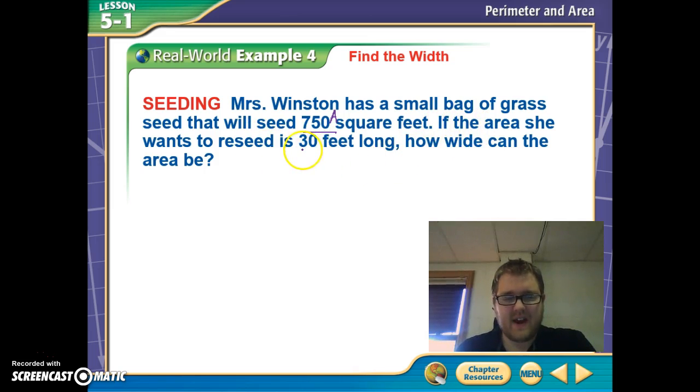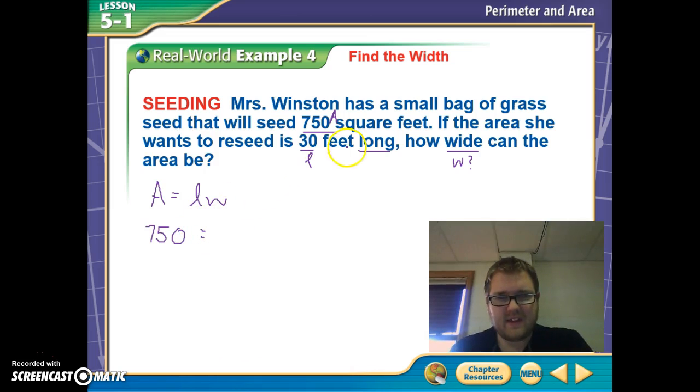She wants to reseed an area that's 30 feet long, so length should be a key, that's our L. And then how wide can the area be? How wide, that's what we're trying to find, so that's going to be our W, and we don't know. So area equals length times width. Area is 750 square feet. Length is 30. And we want to find the width. We're going to call that W.